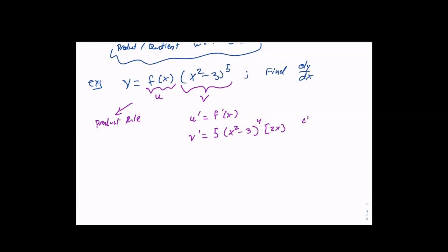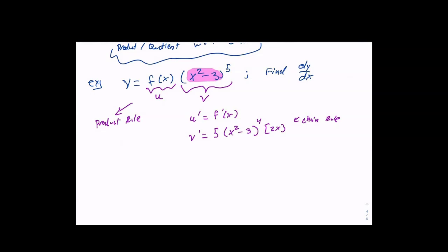Chain rule. How would you know if it is the baby? Because it's trapped inside. It's being raised to the power of 5. So that x squared minus 3 is part of another function.